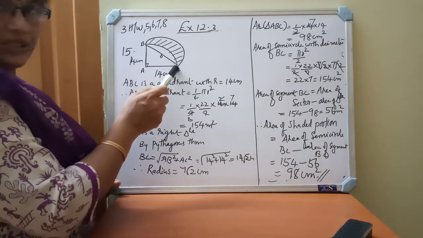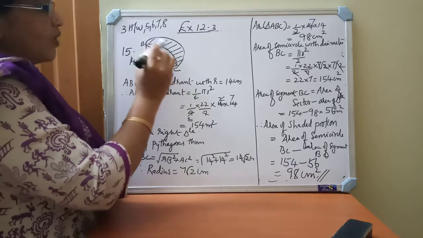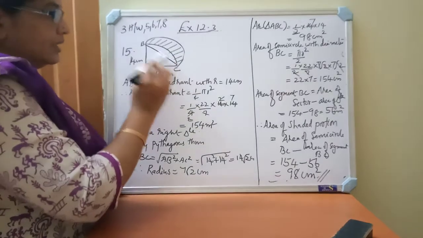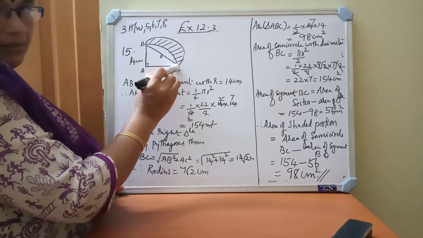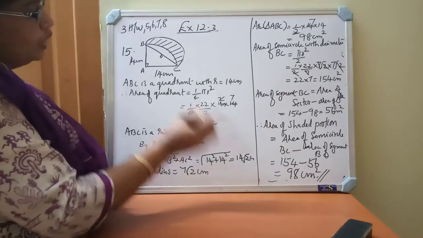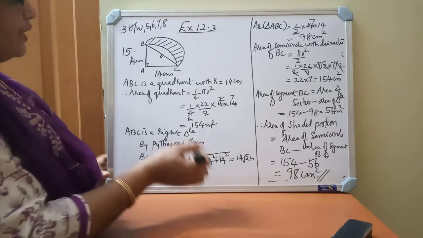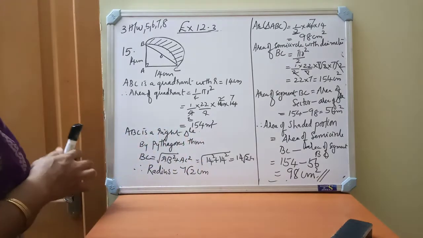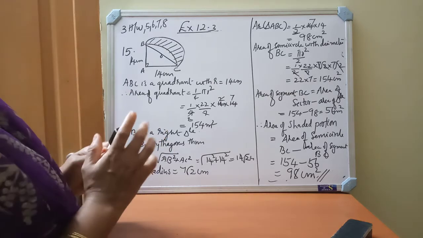That is BC. So radius of this, we are having a semicircle here. Here a quadrant, here a right triangle. This is a semicircle, okay, with the BC as diameter. Okay, but BC diameter is 14 root 2. So what will be the radius? 7 root 2 centimeter. For finding the shaded region, first we must find out each one's area separately. Then it is easy to substitute the value.